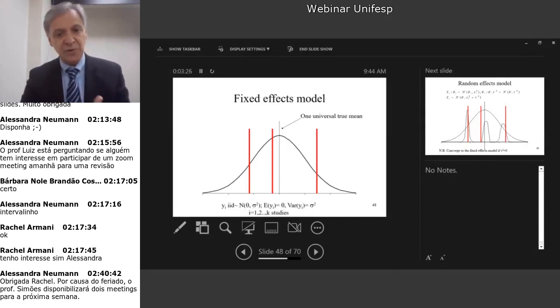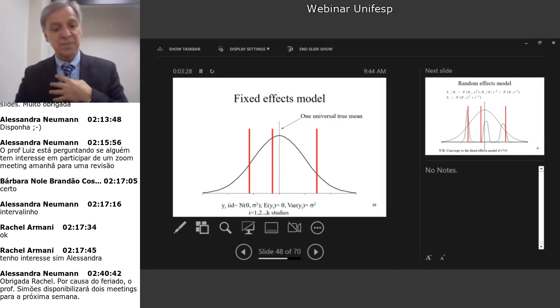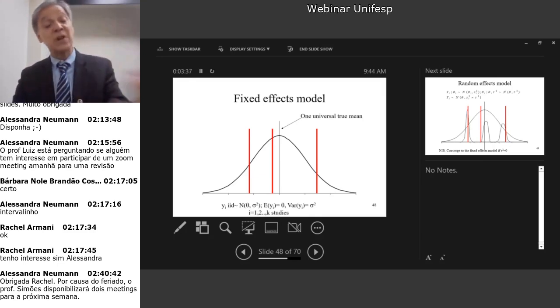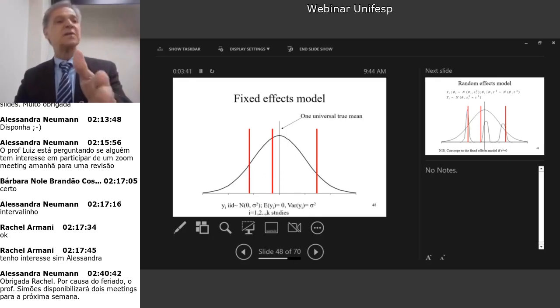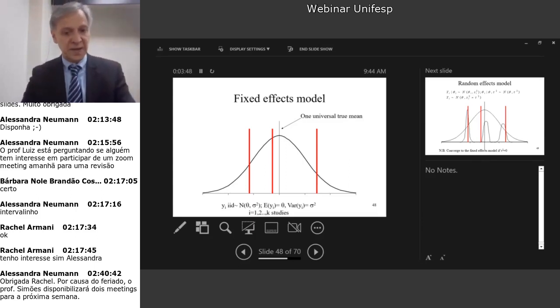Here's a graphical representation of the fixed effect model. In a fixed effect, you have one universal true mean. Remember, all the women are going to behave the same, okay? Where women, in relation to men, behave the same. Within them, they have variability, but not between them and men. That's the only fixed variability you see on average. It is the average of the mean for women, the average of the mean for men.